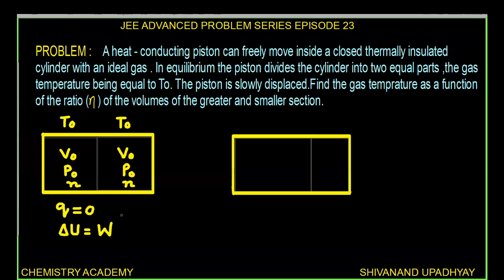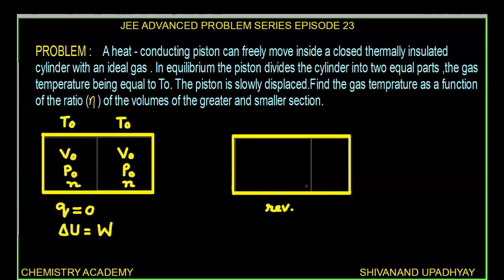When we are moving this piston slowly, slowly means this process should be reversible. I'm talking about the whole system. The whole system is participating in an adiabatic reversible process because the piston is moving slowly. So we'll say that this side is expanded reversibly and this side is compressed reversibly. When we are talking about a reversible process, the piston is moving very slowly, so the pressure on the left hand side and the right hand side of the piston is almost equal.